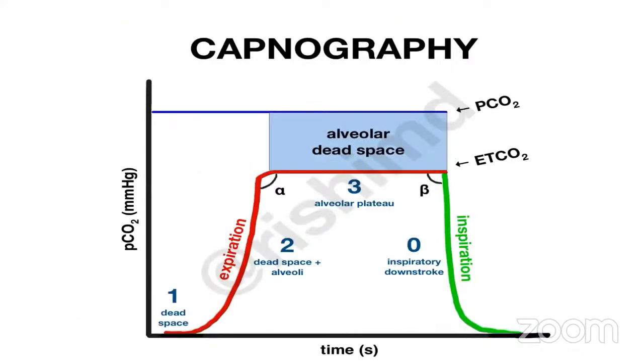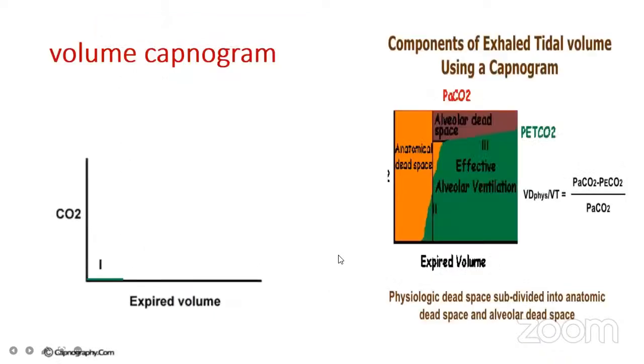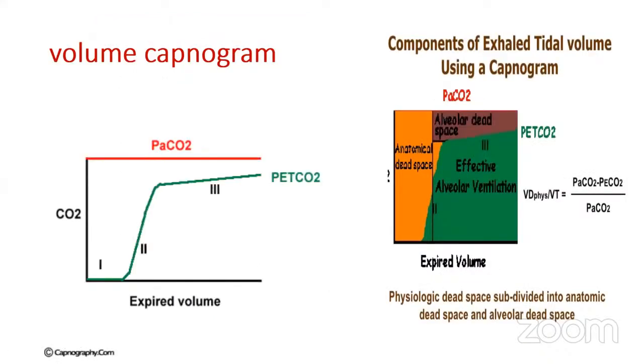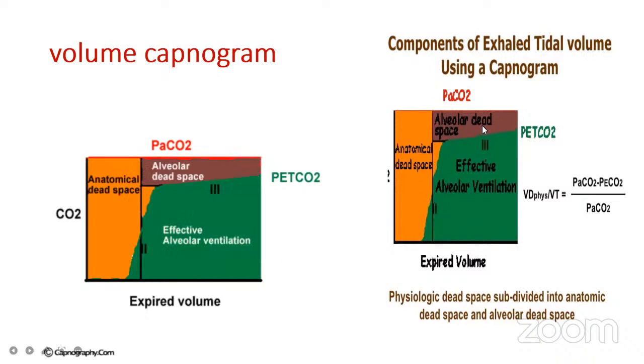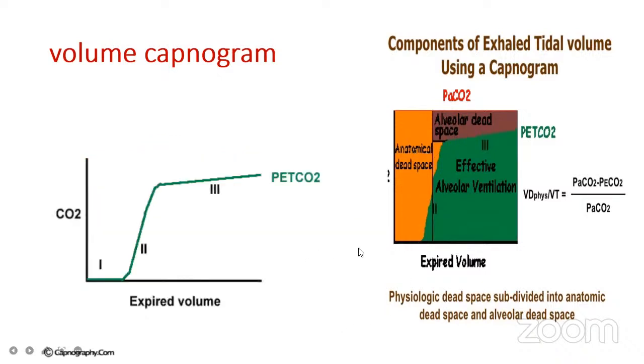So this is the capnography, this is volume versus time. This is in expiration, the alveolar dead space, and this is the inspiration. Only three phases will be there here, and then we can calculate the alveolar dead space and the anatomical dead space. So this is the volume capnogram. Here we can measure the area under the graph, the effective alveolar ventilation, and this is the alveolar dead space and the anatomical dead space, that is the physiological dead space together.